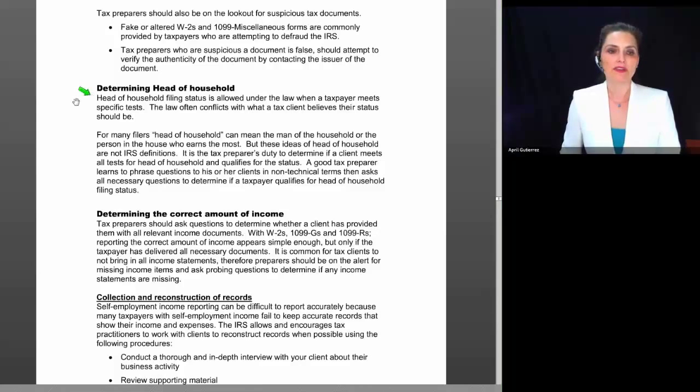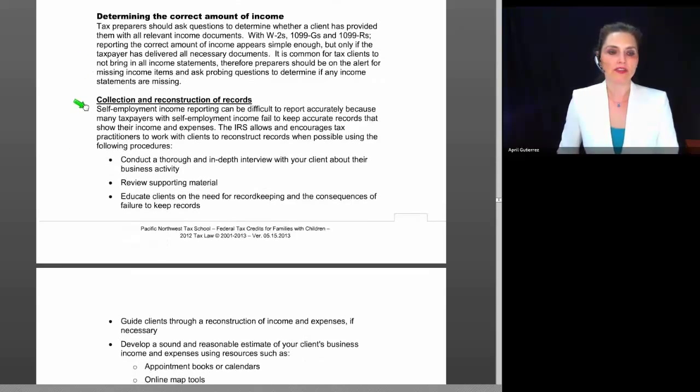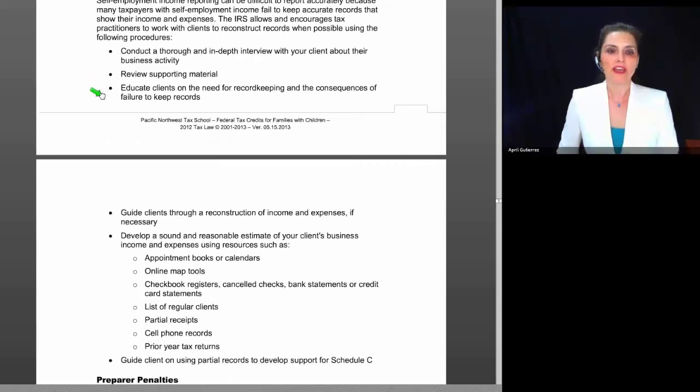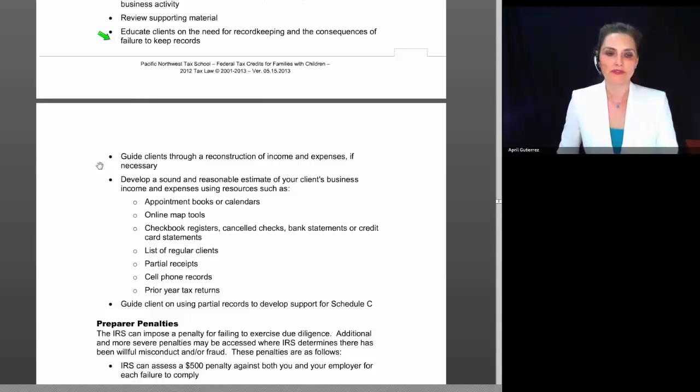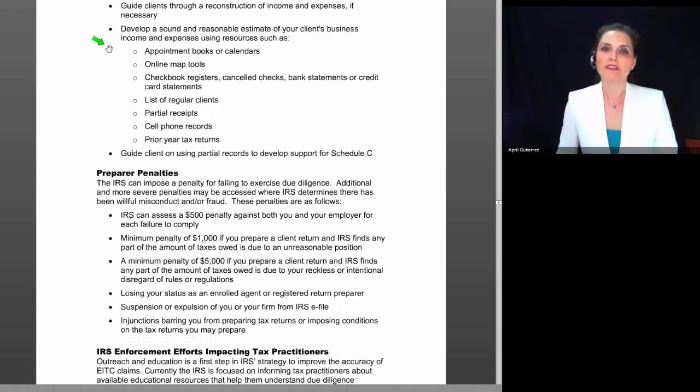Next, moving on to head of household: as I've already said, determining head of household means applying the law and knowing what the rules for head of household are, and I certainly hope we've covered that with you today. For determining the correct amount of income, there are different ways you can do that: conduct a thorough and in-depth interview of your client about their business activity, review any supporting material they have, educate them on the need and importance of record keeping and the consequences of failing to keep good records, and guide them through reconstruction of income and expenses if necessary. Develop a sound and reasonable estimate of your client's business income and expenses using resources such as appointment calendars or appointment books, online map tools like MapQuest to calculate distances for mileage logs, checkbook registers, canceled checks, bank statements or credit card statements, and lists of their regular clients. So a child daycare provider may not know exactly how much income she earned for the year, but she would know each person she provided daycare for and how much she charged them.